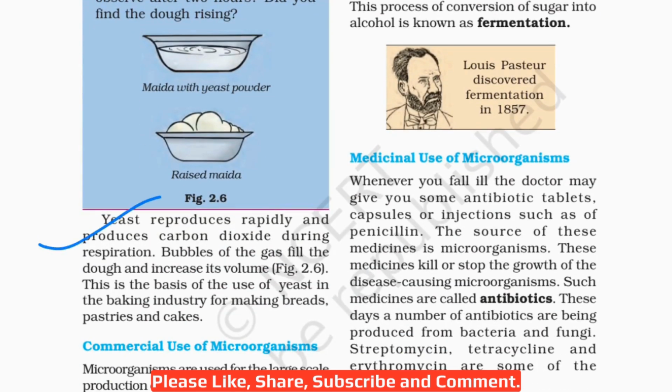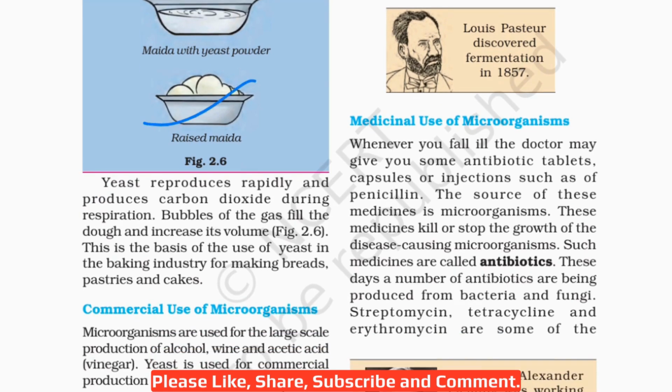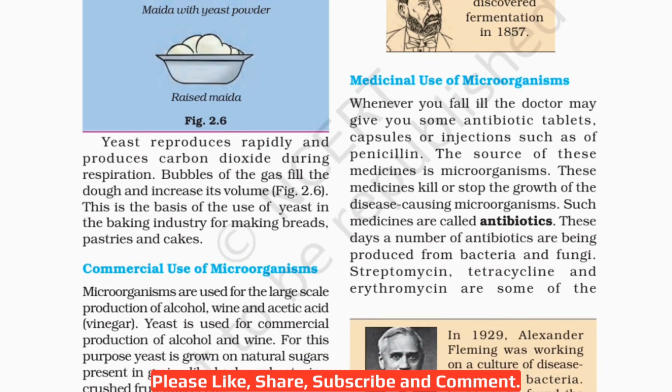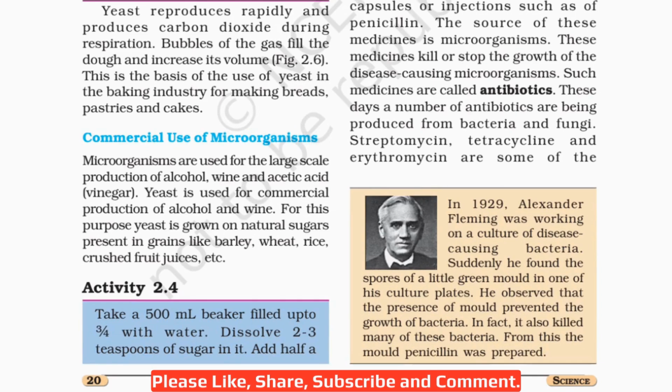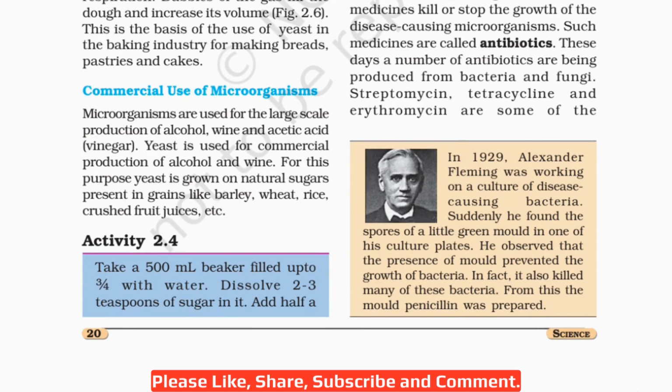Now why does the dough rise? Because yeast reproduces rapidly and produces carbon dioxide gas during respiration. Bubbles of the gas will fill the dough and increase its volume. See here, you can see the increased volume of the dough, right? This is the basis of the use of yeast in the baking industry for making breads, pastries, and cakes. Now, the commercial use of microorganisms. Commercially, the microorganism yeast is used in the production of alcohol.